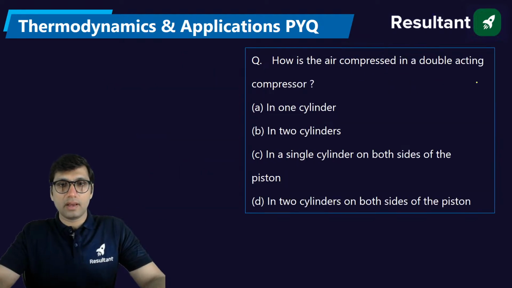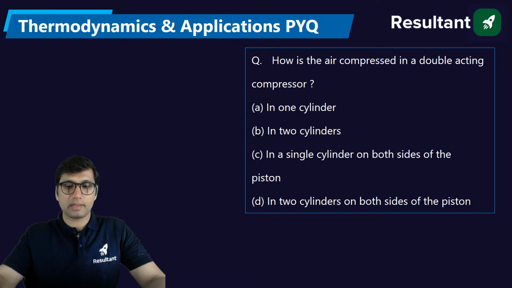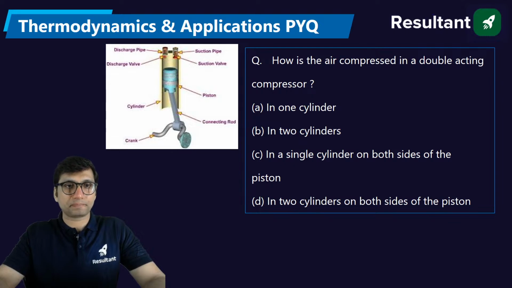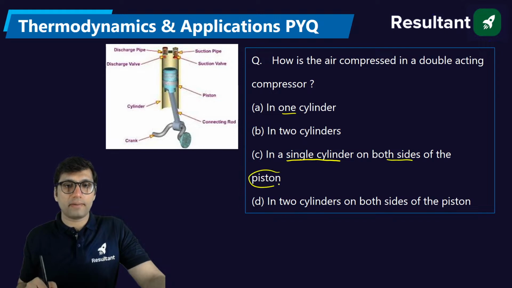Okay, next. How is the air compressed in a double acting compressor? How do you compress the air in a double acting compressor? See, the meaning of double acting compressor is that air will not be compressed in one cylinder only, but it will be compressed in a single cylinder on both sides of the piston.